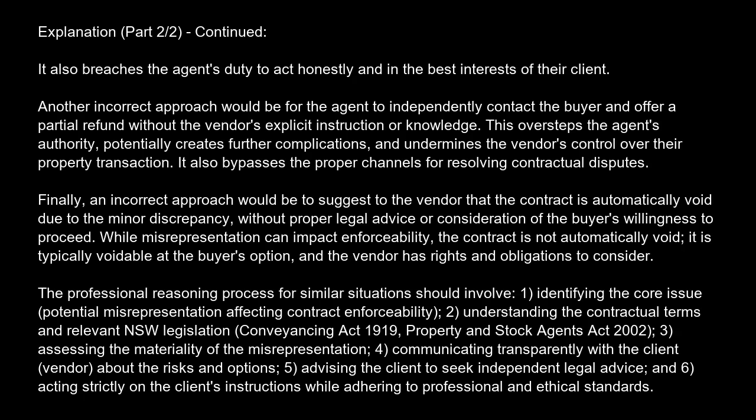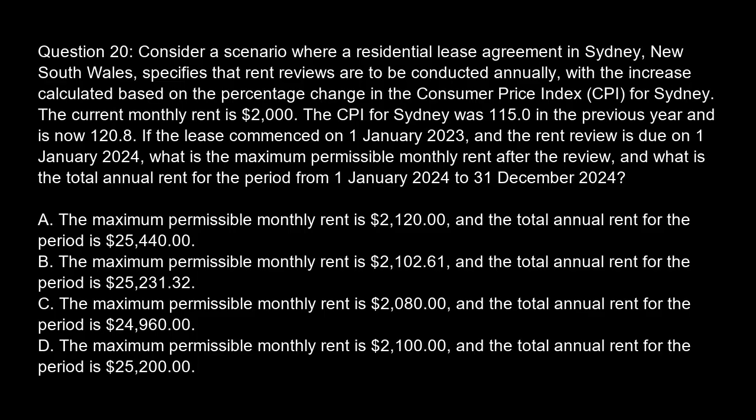The professional reasoning process for similar situations should involve: 1. Identifying the core issue, potential misrepresentation affecting contract enforceability. 2. Understanding the contractual terms and relevant NSW legislation, Conveyancing Act 1919, Property and Stock Agents Act 2002. 3. Assessing the materiality of the misrepresentation. 4. Communicating transparently with the client vendor about the risks and options. 5. Advising the client to seek independent legal advice. And 6. Acting strictly on the client's instructions while adhering to professional and ethical standards. Question 20.